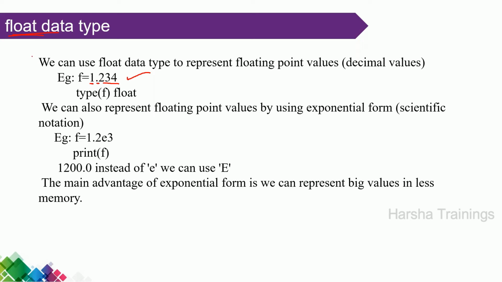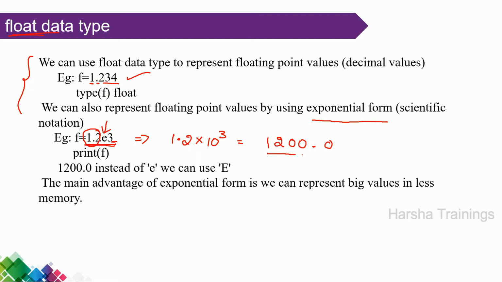Now, along with this, we have another way, that is exponential form. In exponential form, we use the notation E. What is the meaning of this? Here 1.2 is called the mantissa, and 3 is called the exponent. Practically this is 1.2 into 10 cube, that is 1200.0.